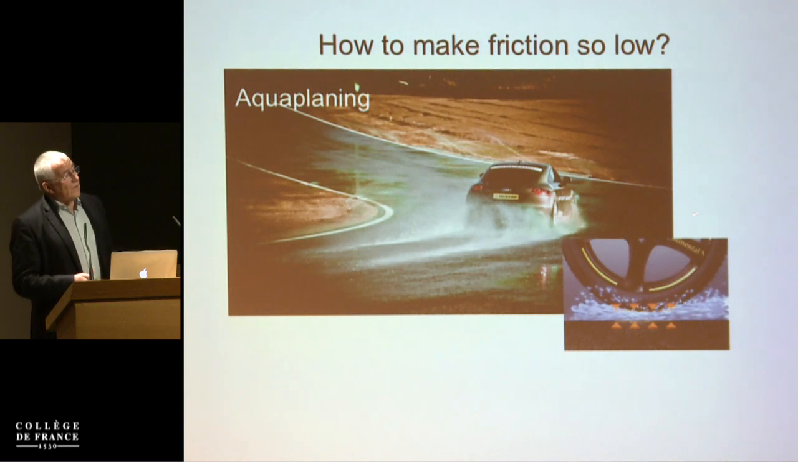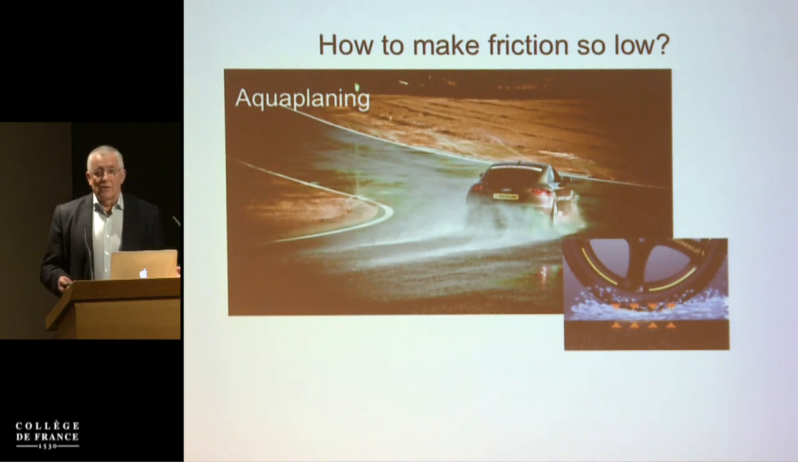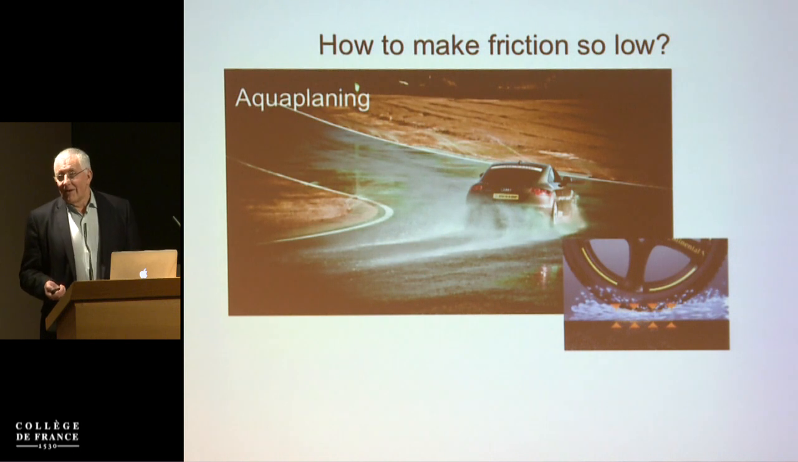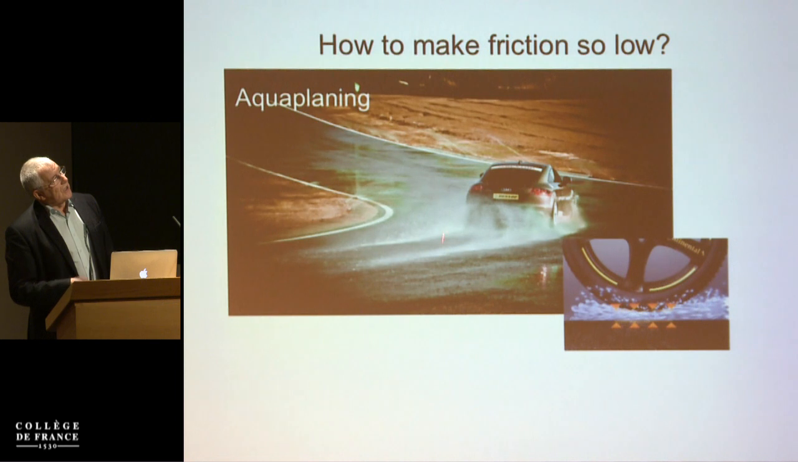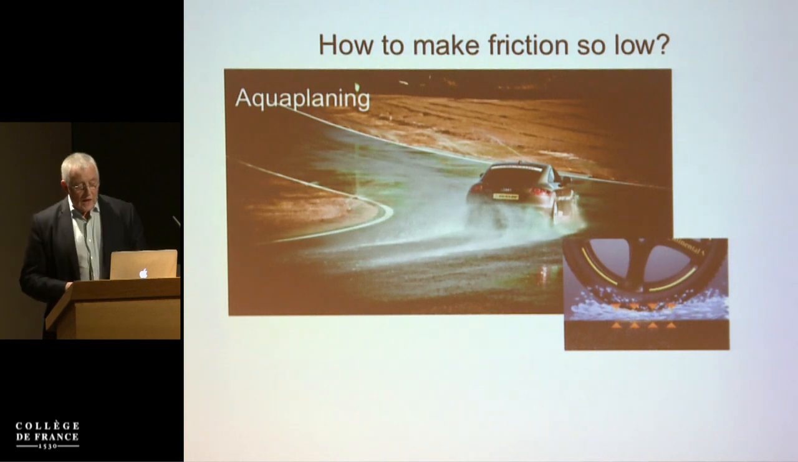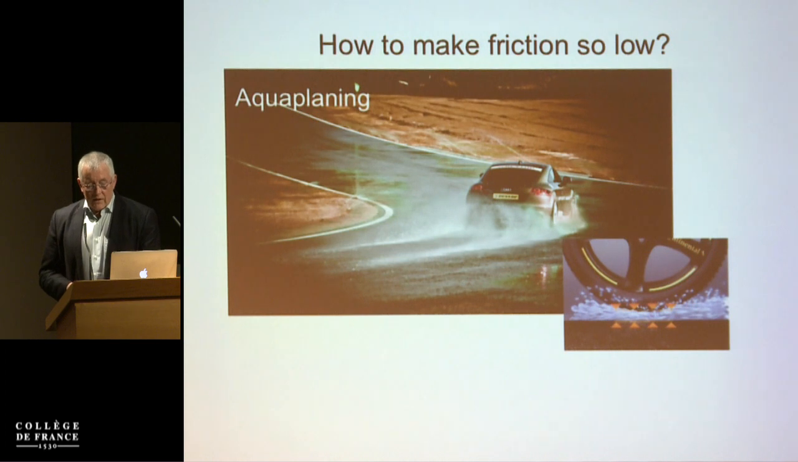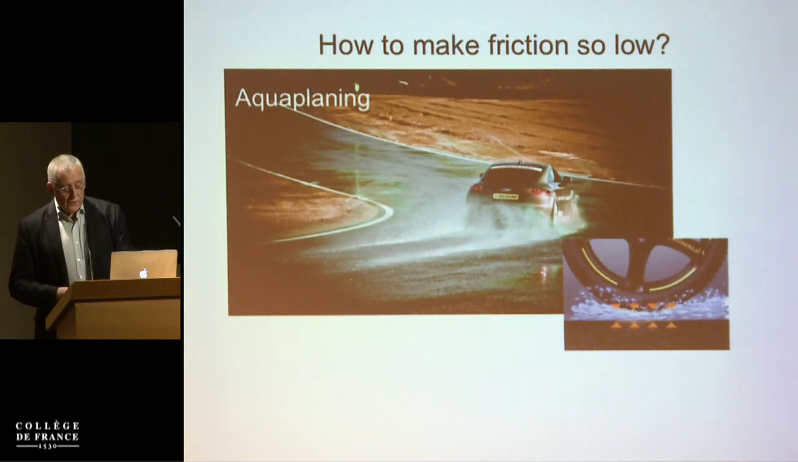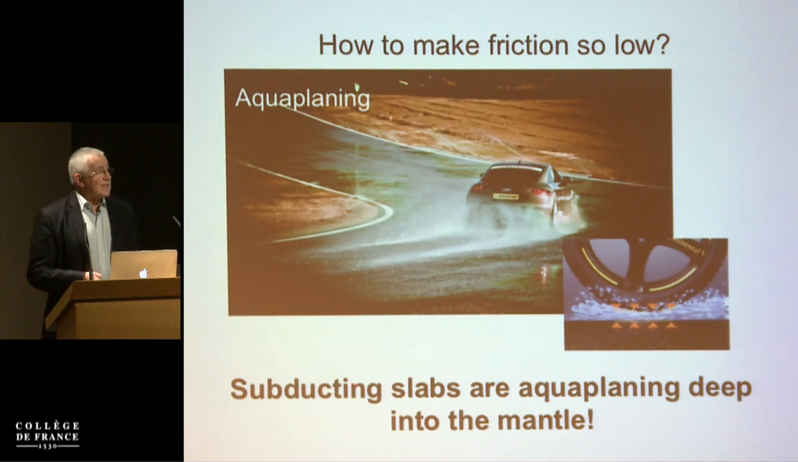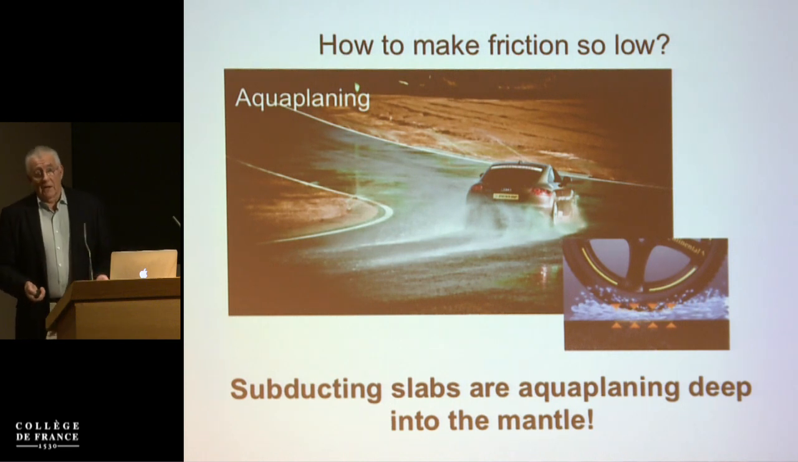Everybody is driving a car in our time. And what you see here is aquaplaning. So aquaplaning is an effect where you get a high fluid pressure below the wheel of your car, and you then get a very unstable and very low frictional behavior of your car. And basically, subducting slabs are aquaplaning into the mantle.